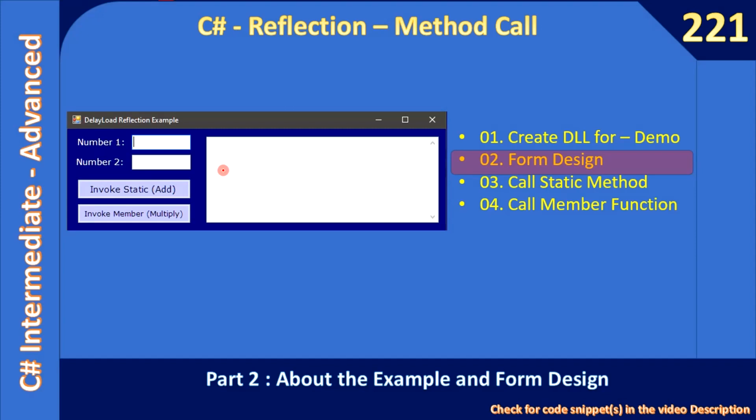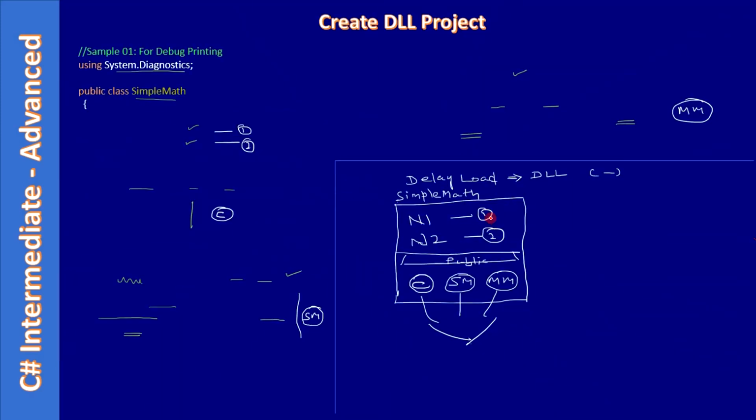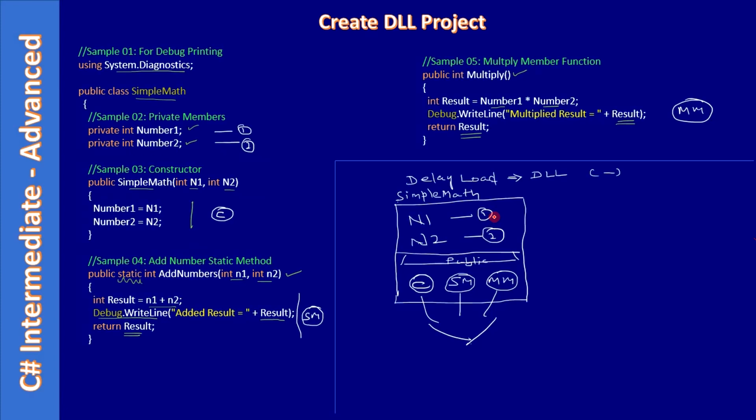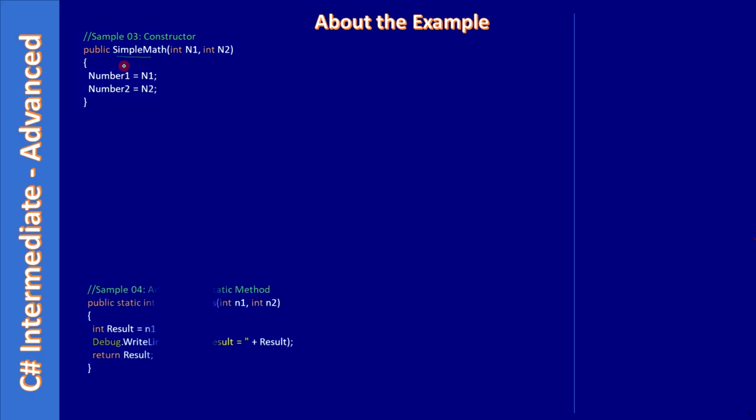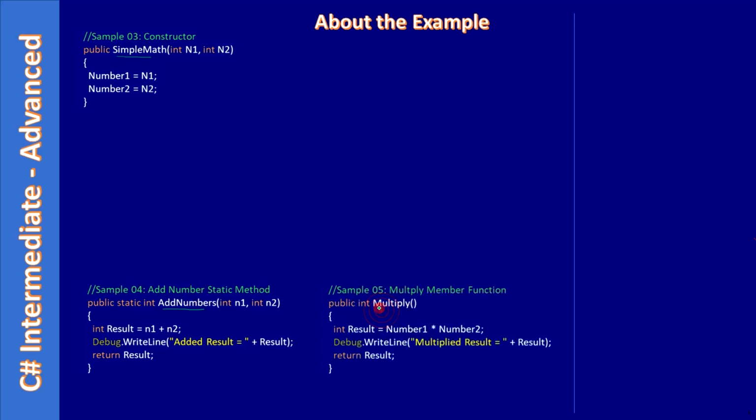Now you are at part 2 of the subseries C# reflection method call. In this video we will discuss the form design and what the example will do. In the last video we created the DLL project and made it ready for our test. We already saw that we created a constructor in the DLL. Then we have a static method and we have a member function.